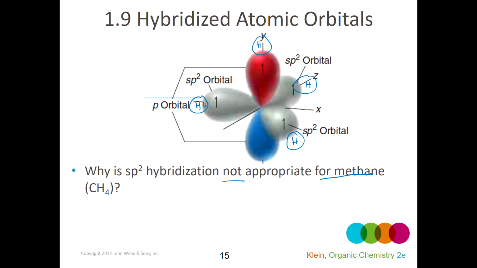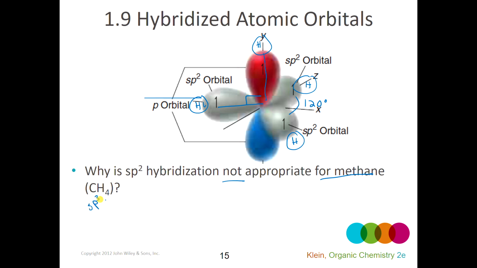That would create 90-degree angles between this CH bond and this CH bond, because the p orbital is at a 90-degree angle to the hybridized sp2 orbitals. So some of these CH bonds would be 120 degrees, which is the angle between sp2s, but some would be 90 degrees, and that's just not matching up with the way we know methane exists. So we know the carbon in methane has to be sp3 hybridized.